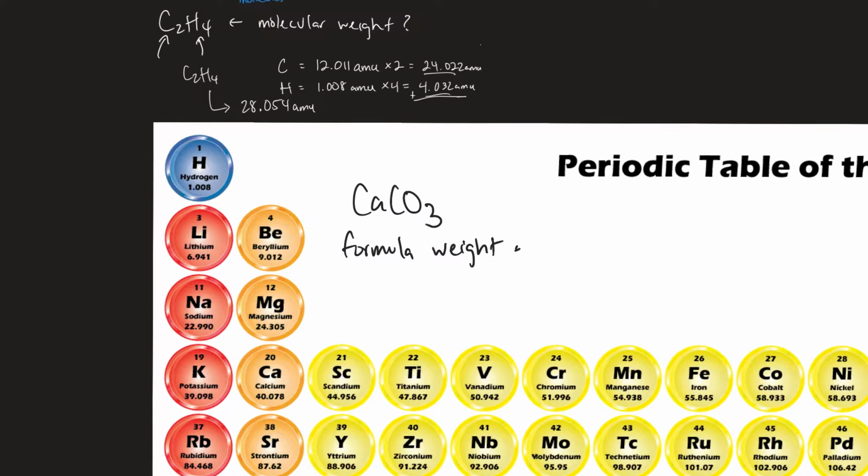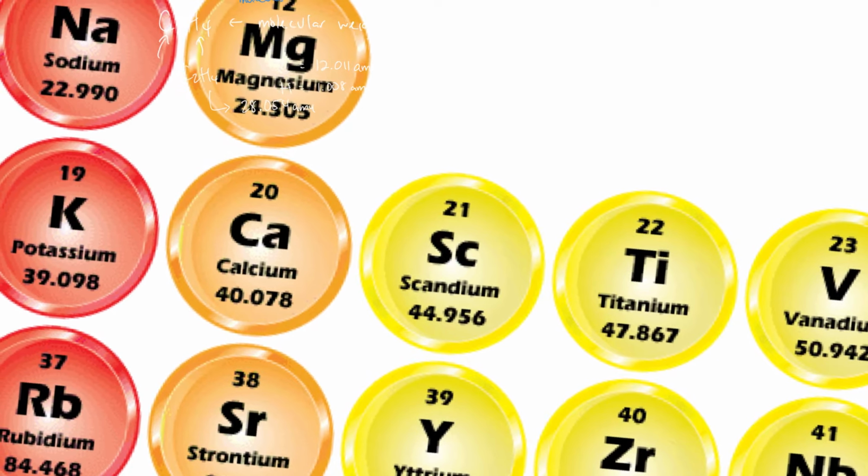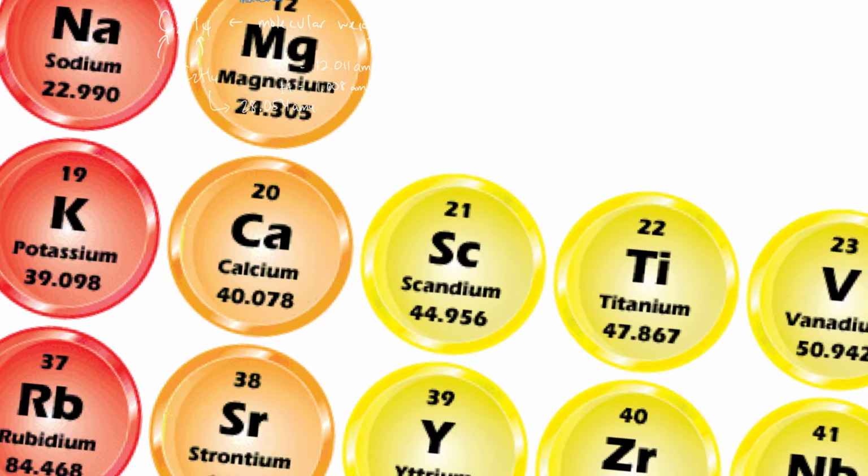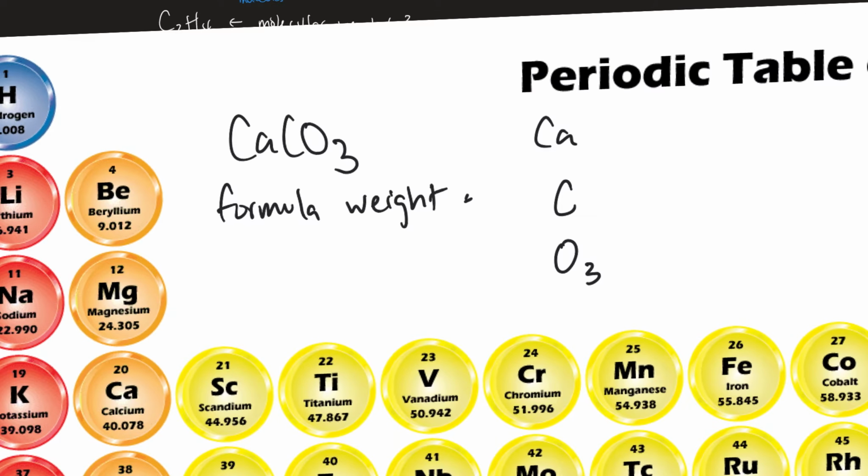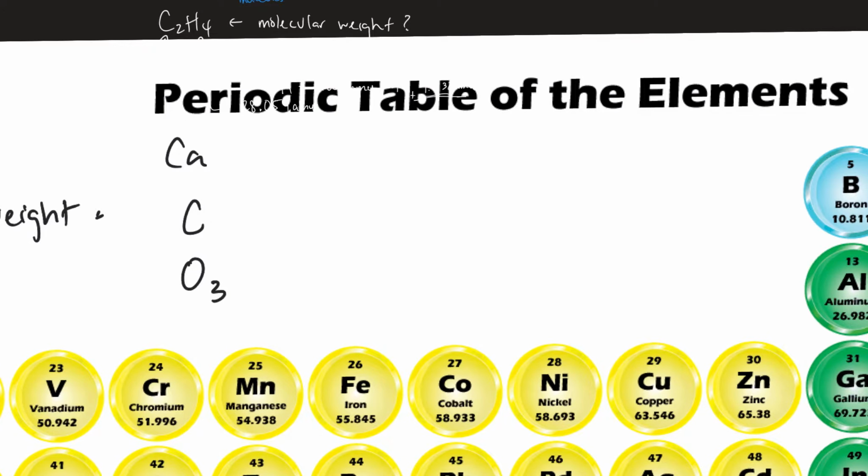So we're going to look up the atomic weights for each element. We're going to look up the atomic weight for calcium, the atomic weight for carbon, and the atomic weight for oxygen. Now, there's 3 oxygens, so we've got to keep that in mind. For calcium, we see that its atomic weight is 40.078 AMU.